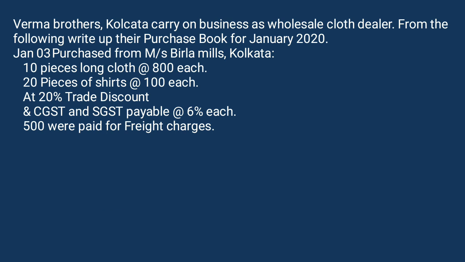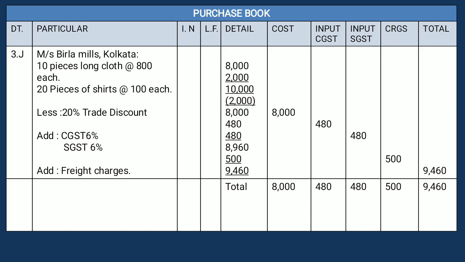So in the comprehensive purchase book, the same date will be there, particular column, invoice number, ledger folio, details, cost, input CGST, input SGST, okay, different charges, and finally we have to find out the column of total. So here you can see 10 piece long cloth at the rate of 800 each, so total cost will be 8,000. 20 pieces of shirts 100 each, that is 2,000.